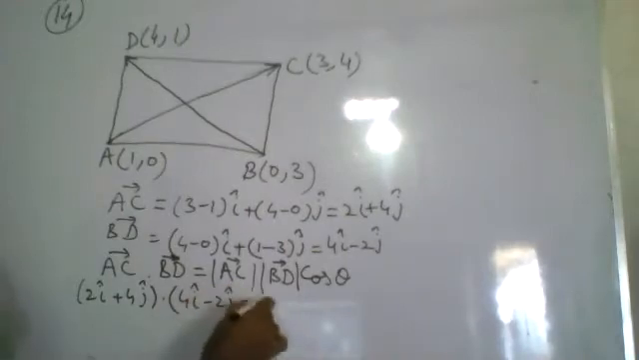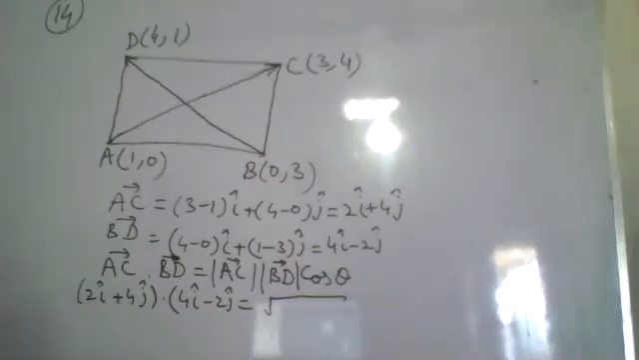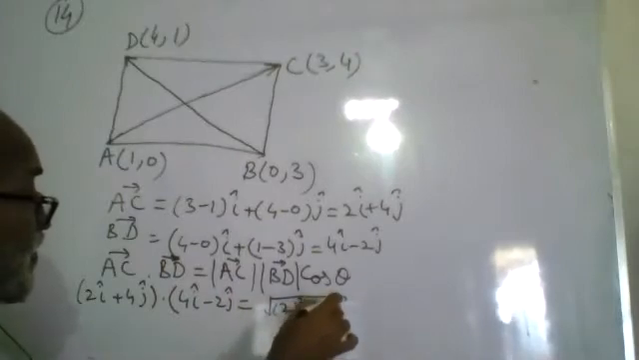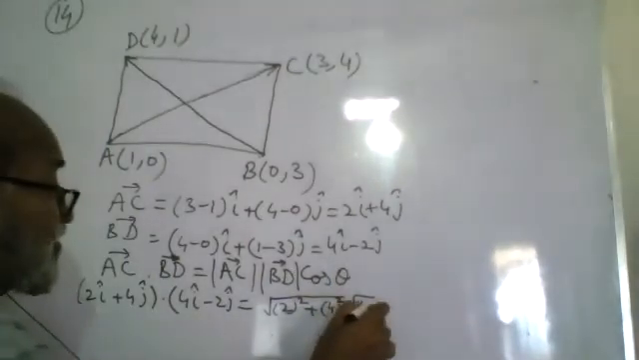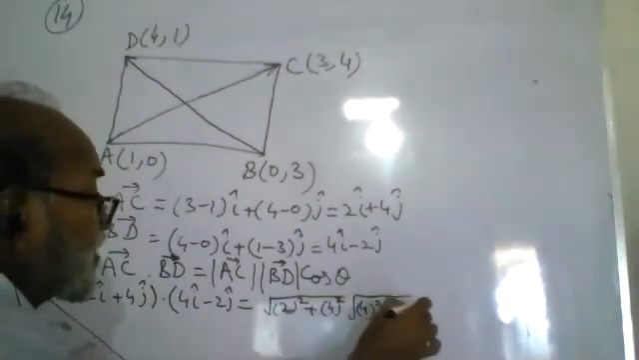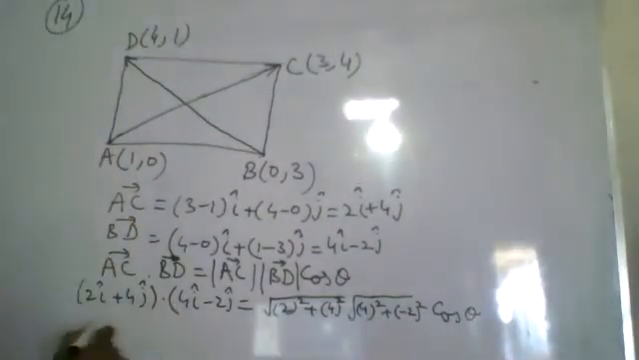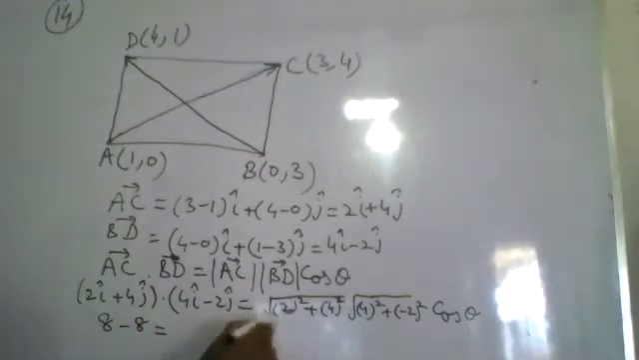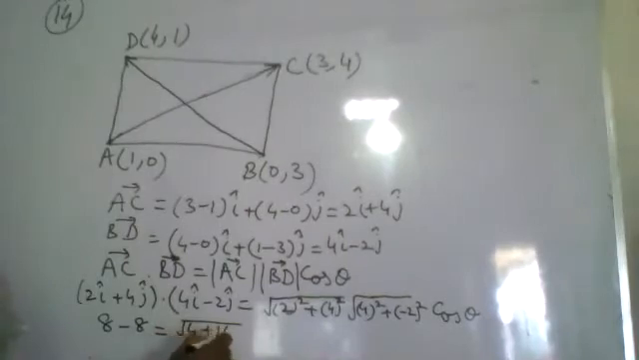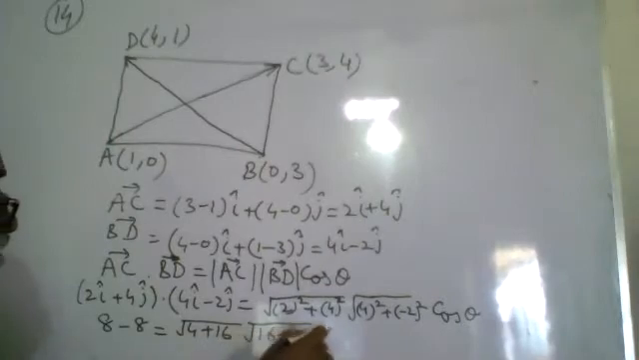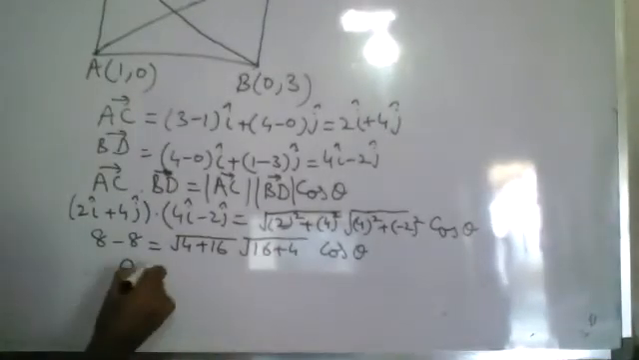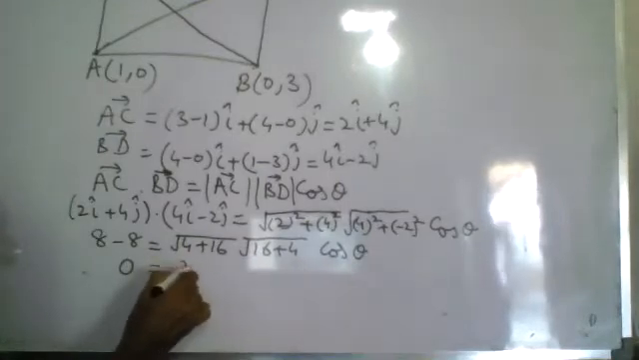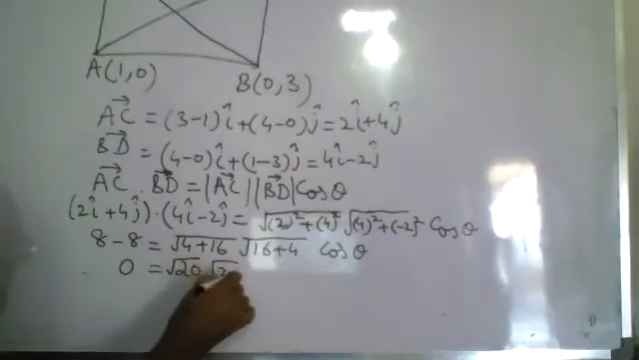It is equal to the magnitude of AC, root of 2 square plus 4 square, magnitude of BD, root of 4 square plus 2 square, into cos of theta. 2 into 4 will be 8, 4 into minus 2 will be minus 8, which is 0, equal to root of 4 plus 16, that is root 20, into root 20, cos of theta. Root 20 into root 20 will be 20.